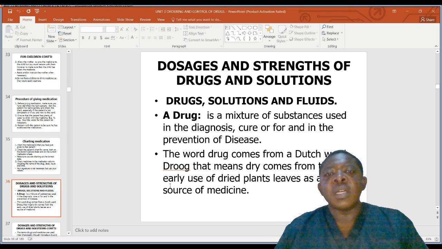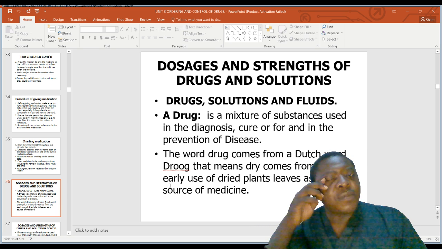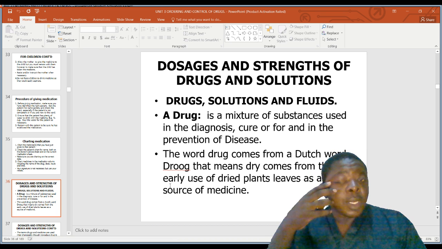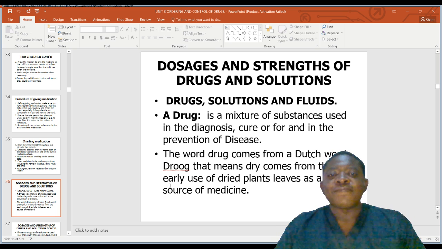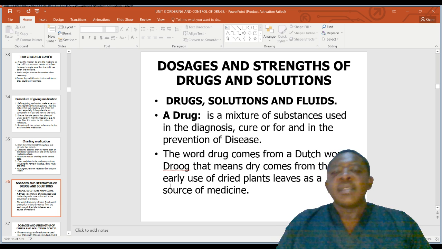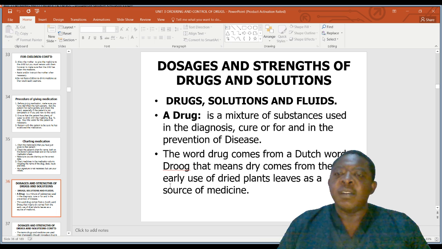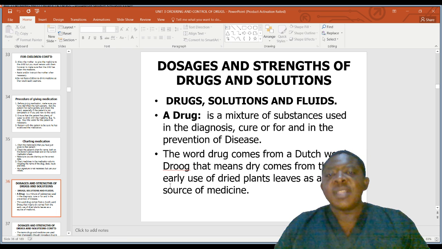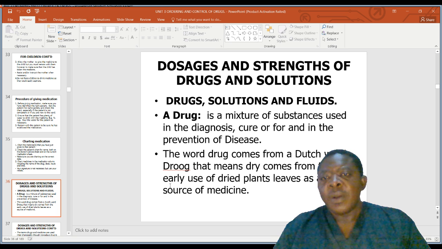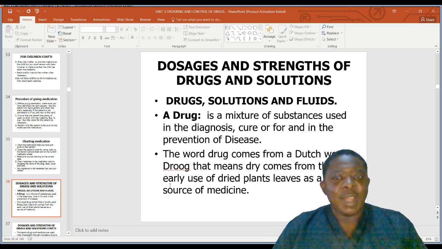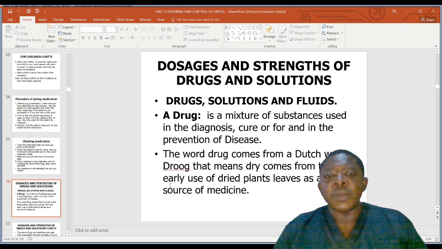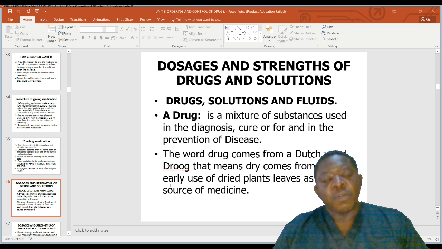Okay, now let us talk about dosages and strength of drugs and solutions. So we are going to talk about drugs, solutions, and fluids. A drug, by definition, is a substance used in the diagnosis, cure, or prevention of a disease. So when you're looking at a drug, we look at it as a substance for diagnosis purposes, for cure purposes, or for prophylaxis of disease.